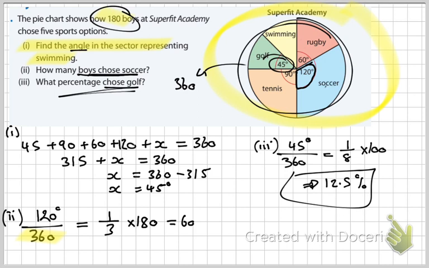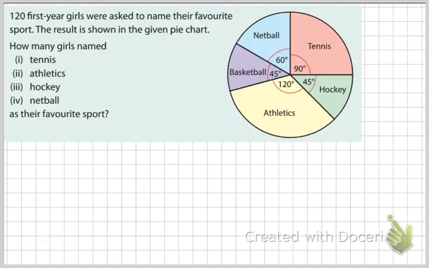Okay, now we'll look at another question. One more question. I'll do one more after that, but we'll do this one first. It says 120 first year girls were asked to name their favourite sport. The results are given in the pie chart. So we've all the results in there. First it says, how many girls named tennis as their favourite sport? Well, the first one, tennis. Tennis is taking up how much?